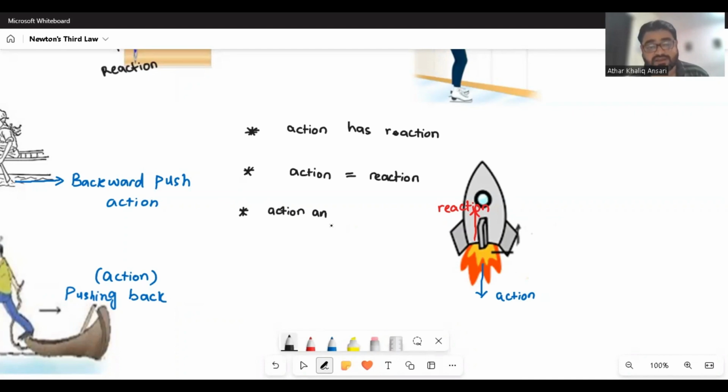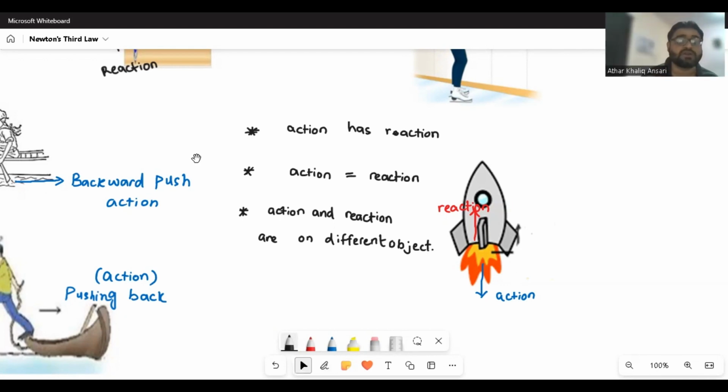Action and reaction are on different objects. This is a very important thing to remember. Action and reaction are equal, but they act on different objects. How are they different objects? Let me show you from the examples which I already explained.